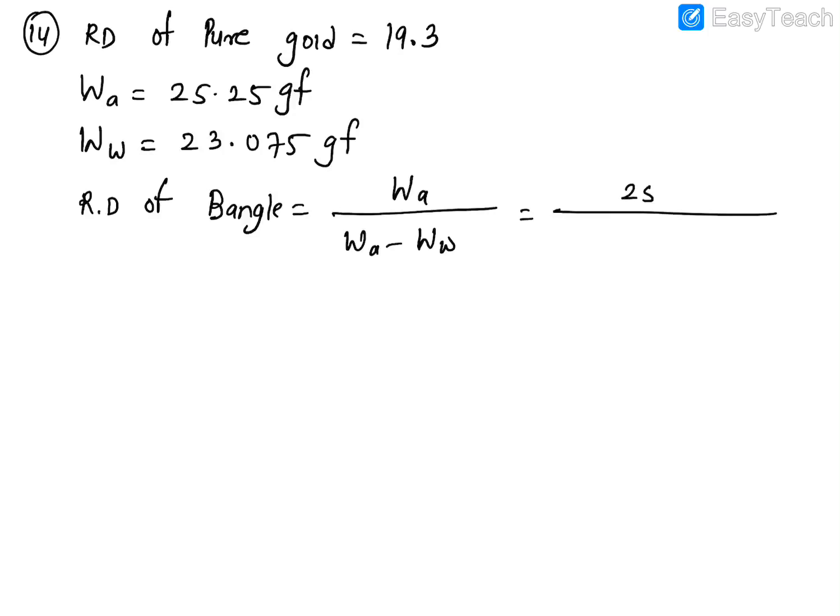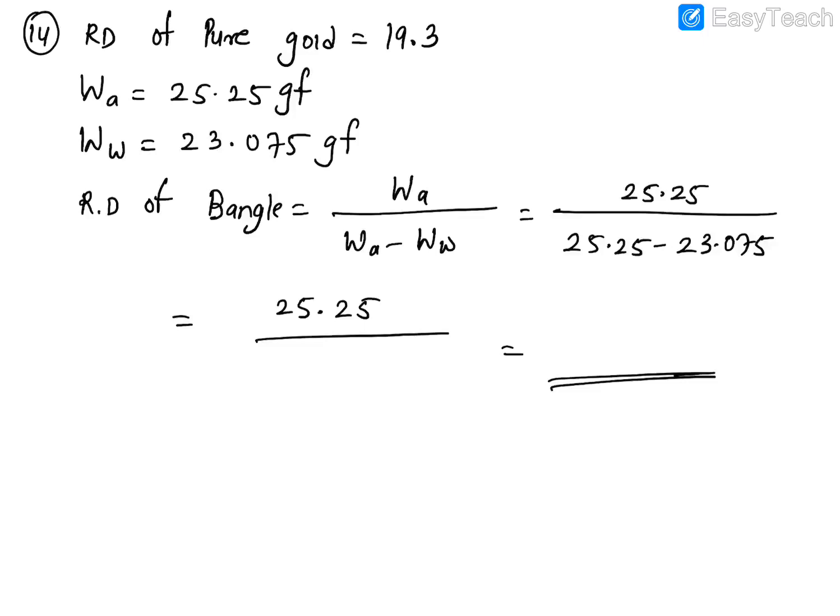So 25.25 upon 25.25 minus 23.075. So that becomes what? 25.25 upon something. Do all these calculations, guys. Your calculations will come quite tough in this. That's why I have marked this problem as DC. You can check in your textbook. I marked it as DC, difficult calculation. Okay, I'm writing the answer right now directly, 11.6.